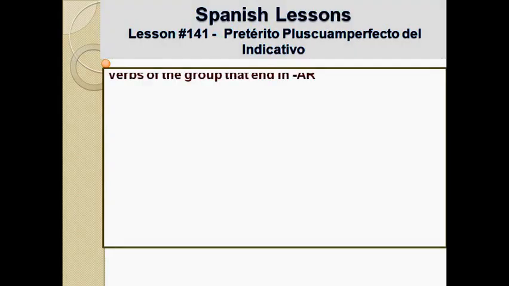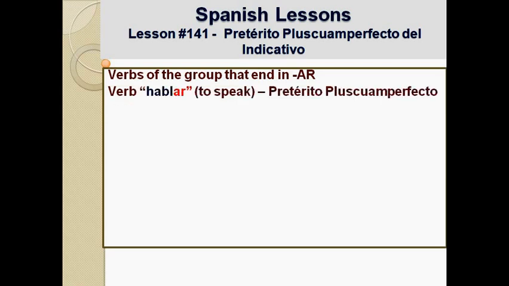This is the verbs that end in AR, right? Verbs of the group that end in AR. We'll choose as an example the verb hablar, or to speak. One example of pretérito pluscuamperfecto is yo había hablado. This means I had spoken.